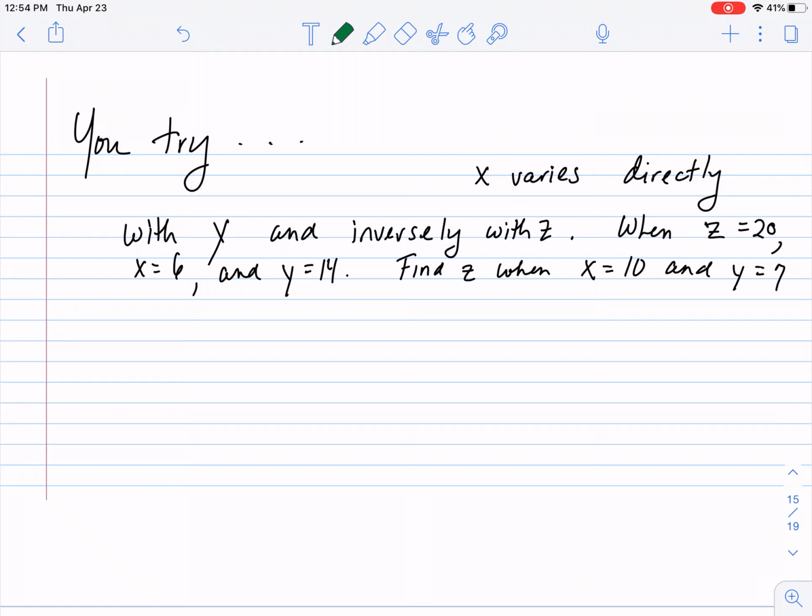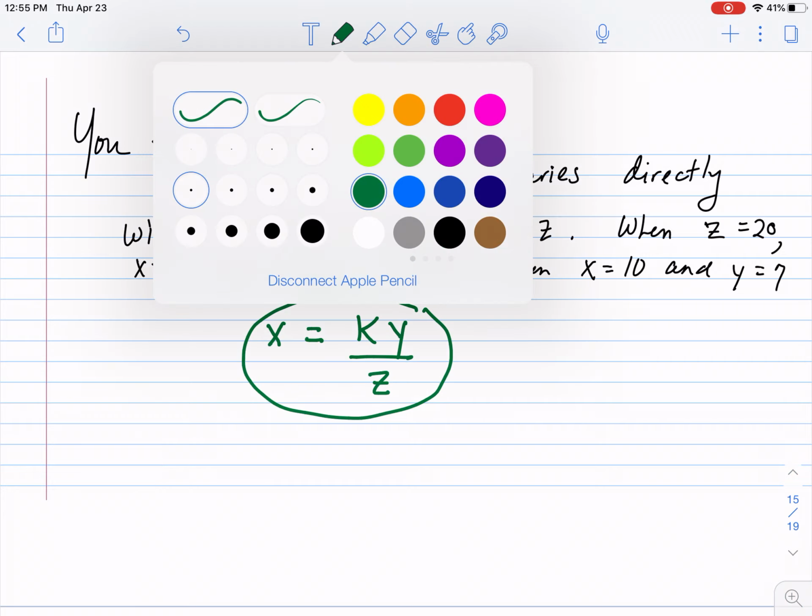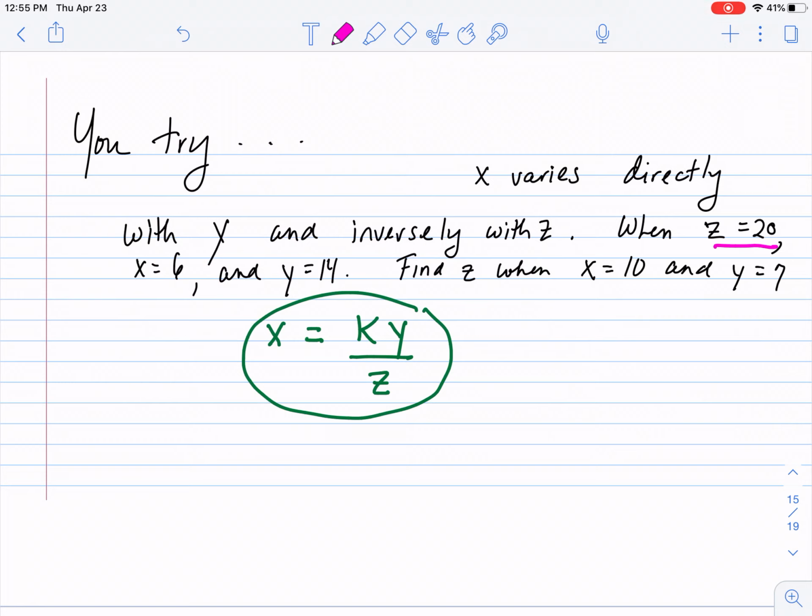All right, x varies directly with y and inversely with z. So here's how I'm going to write this equation. X varies directly with y, so I've got x equals k times y, but inversely with z, so I divide by z. Okay, that's part 1. That's the equation I'm working with. When z equals 20, now part 2, I'm going to sub in. So when z equals 20, I'm going to plug in 20 for z. So that's down here. And x equals 6, so 6 is over here. I don't have k yet. And y equals 14. Okay, so that's the equation that I'm working with.